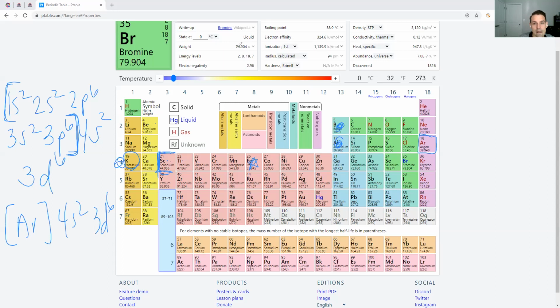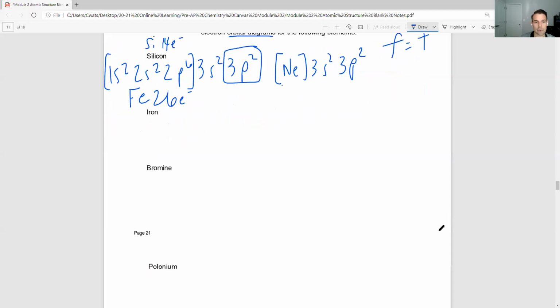Now I'm going to go back here to the notes, and we're going to do the orbital diagram. I'm going to just rewrite it because it's so easy to do your orbital diagram if you have the complete electron configuration written out. 2p6, 3s2, 3p6, 4s2, 3d6.